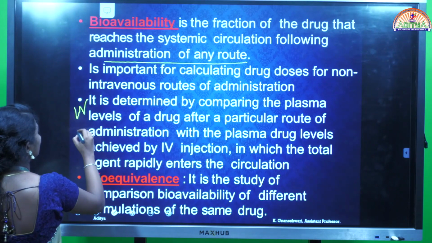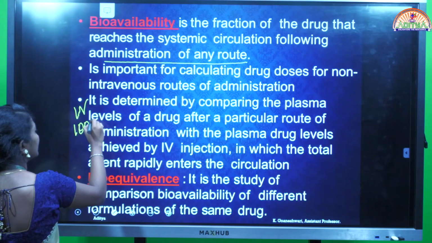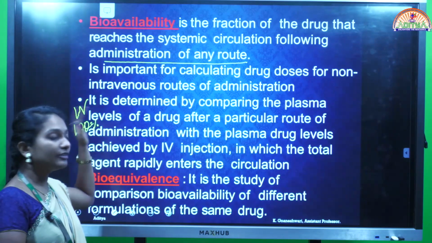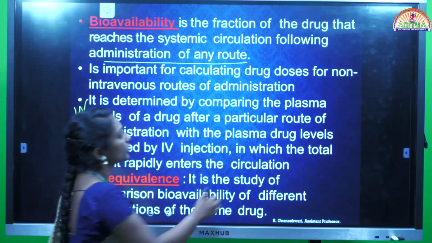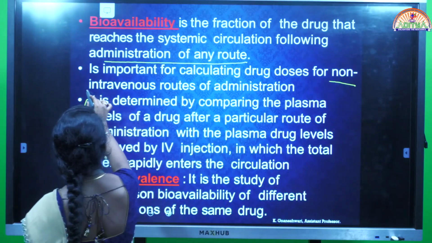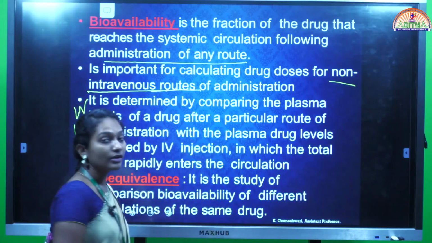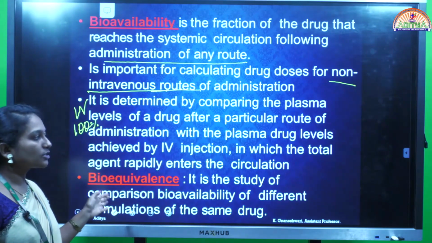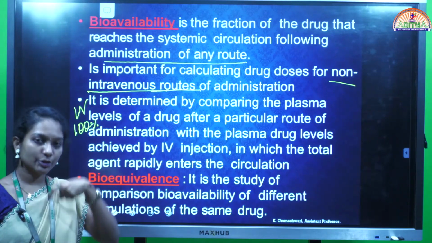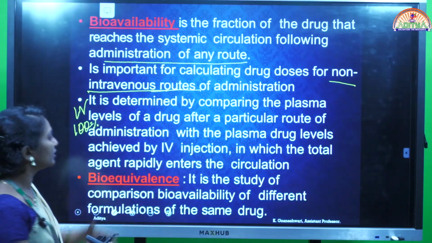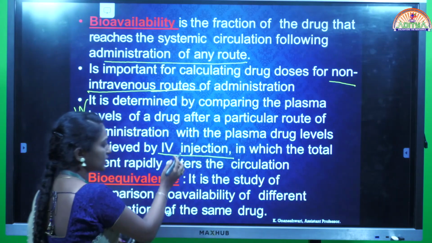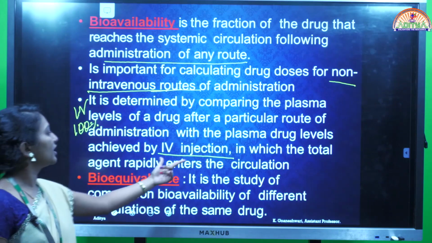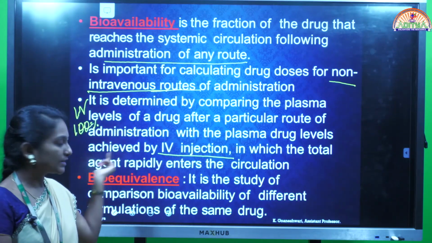So for the intravenous route, the bioavailability will be 100%. We will be checking this bioavailability against the non-intravenous routes. We will be checking the drug doses through the non-intravenous routes and comparing the plasma levels of the drug, for whichever route we have taken, with the intravenous route, because with the intravenous route the drug will rapidly enter into the systemic circulation, where we have said the bioavailability could be 100%.